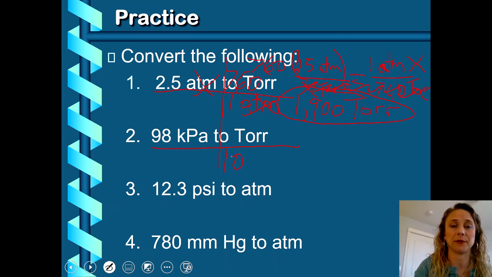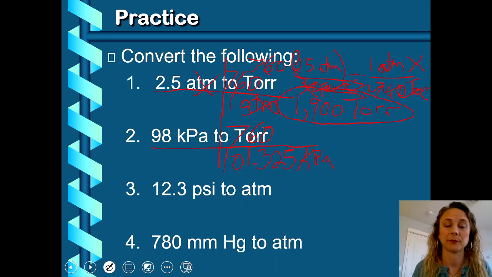101.325. Some people leave off the 0.325. I don't know why, just being super precise, I guess, is to 760 torr. So you're going to multiply the 98 by 760 and divide by 101.325. I get 735 torr. Correct me if I'm wrong here.